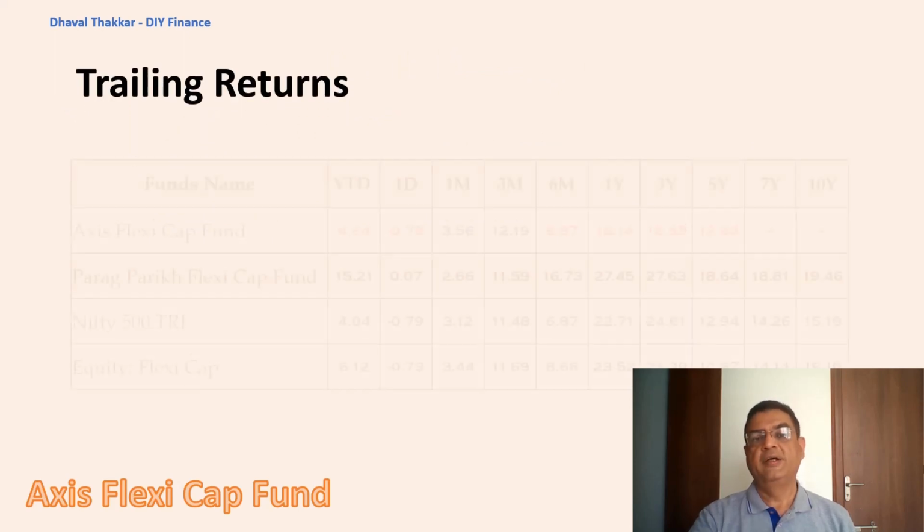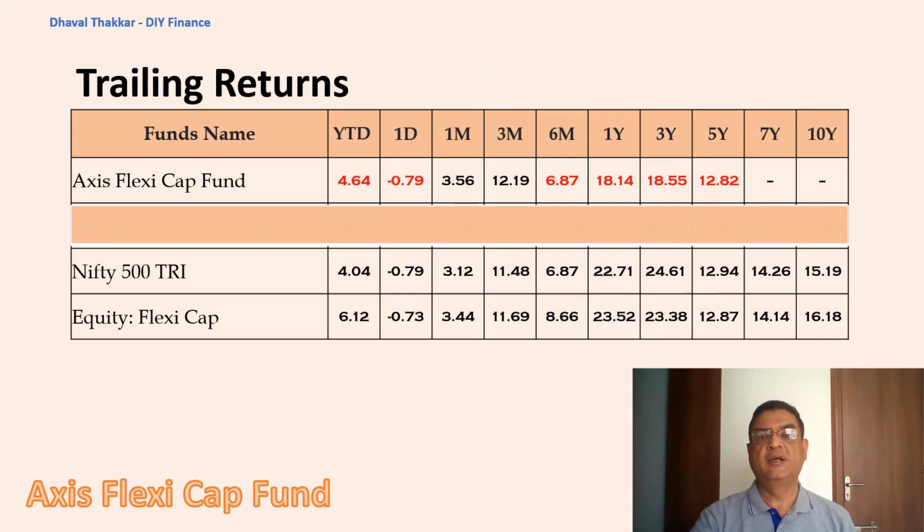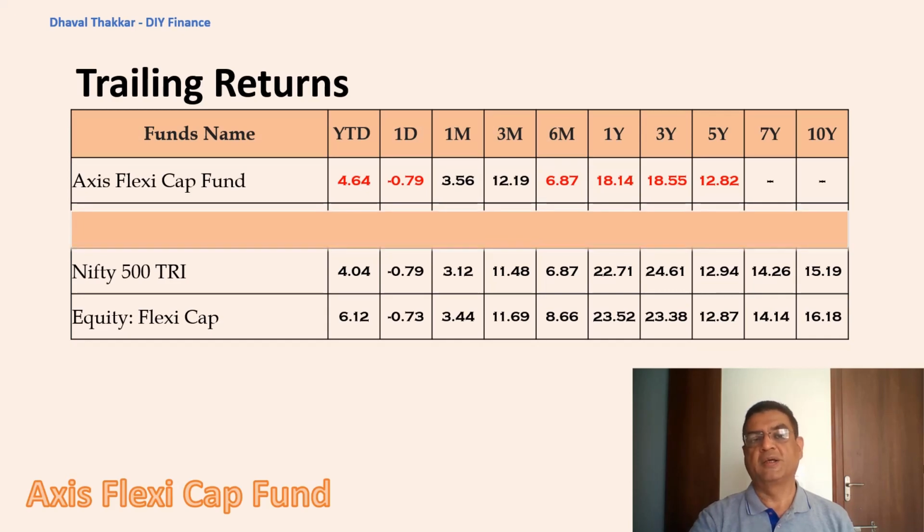On comparing the trailing returns for the period 5 years and less, it is clearly visible that the fund has not been able to beat its index and the category for almost all the periods, which is really bad for a fund. The data of 5 years and more is not available as the fund was launched in November 2017 only. Now let's compare the trailing returns for Parag Parikh Flexicap fund.